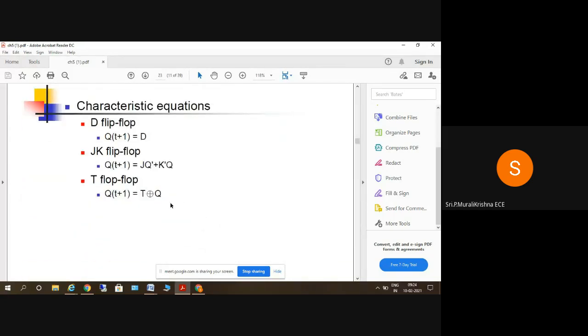Now what we'll see here are the characteristic equations of the different flip flops. For the D flip flop, Q of T plus 1, or N plus 1, is equal to D. For the JK flip flop, Q of T plus 1 is equal to J Q bar plus K bar Q. For the T flip flop, it is T exclusive OR Q. We have already seen this, and for the SR flip flop it is S plus R bar Q. Yes or no?